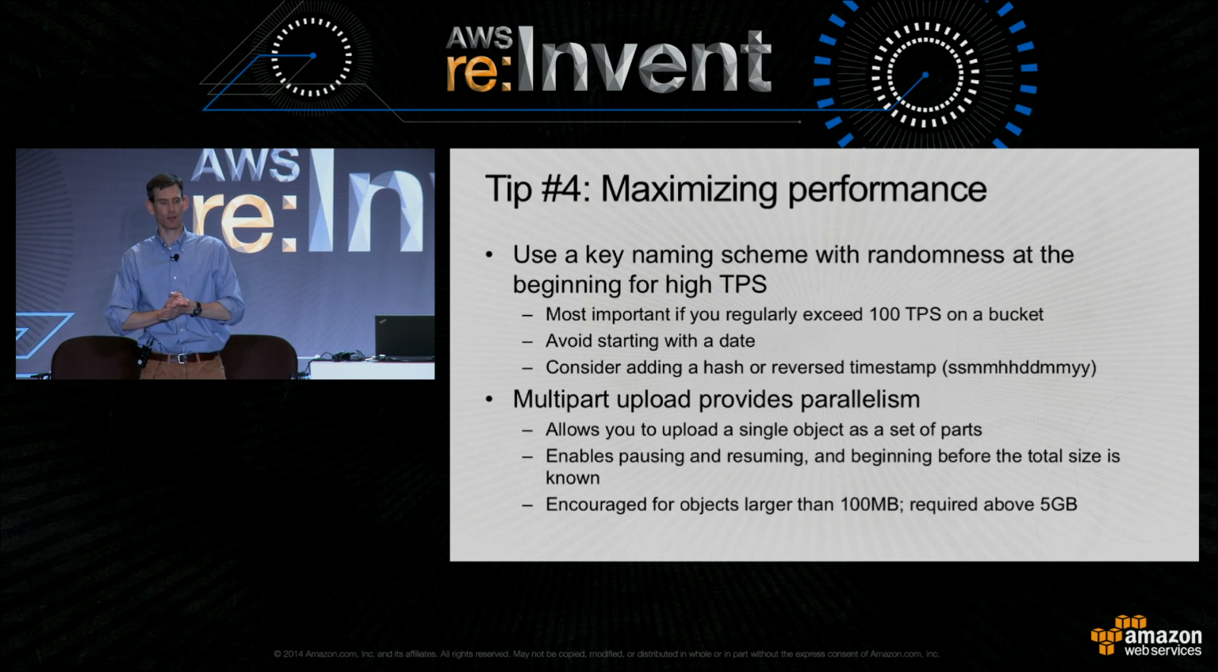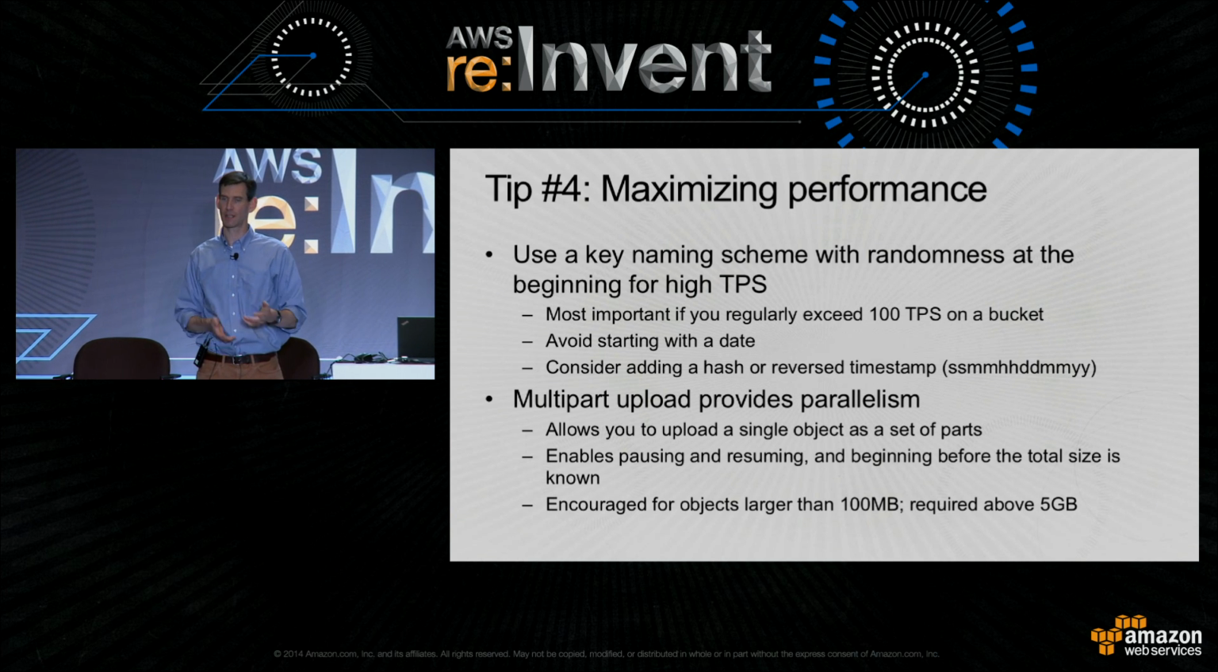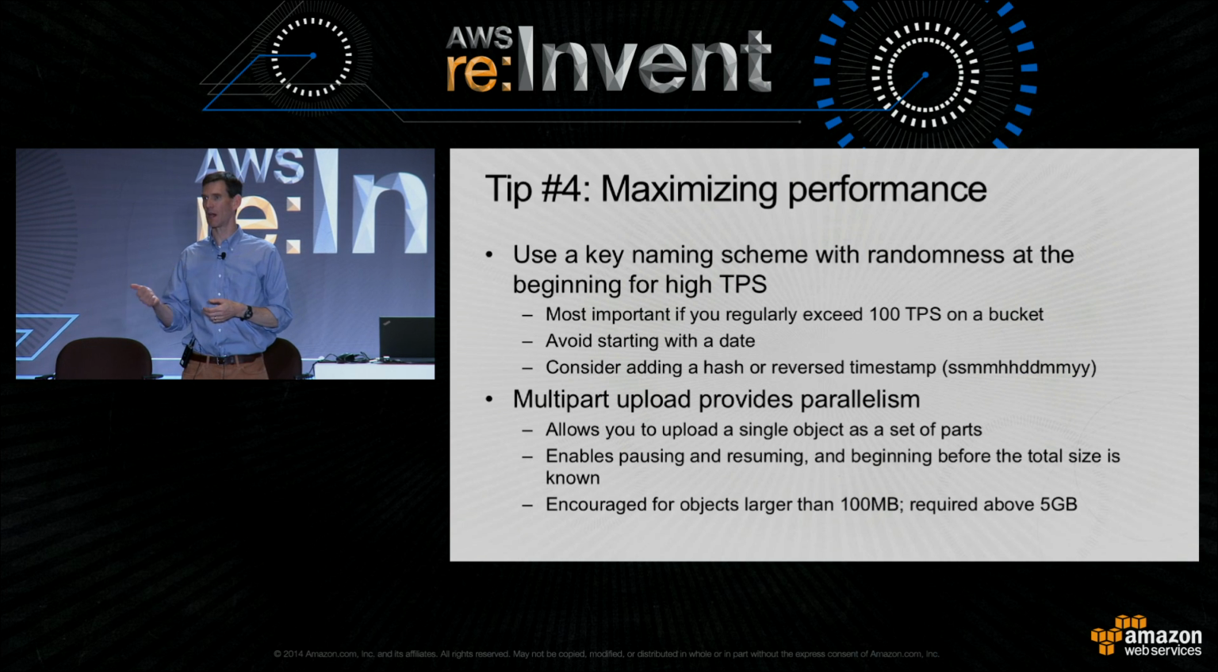And then the last one here is multi-part upload. Multi-part upload allows you to take an S3 object and upload it in parts. You can do these parts in parallel. You can do them in any order. And when you're done, you tell S3 you're complete. It'll reassemble your object so it's just one object up in S3.